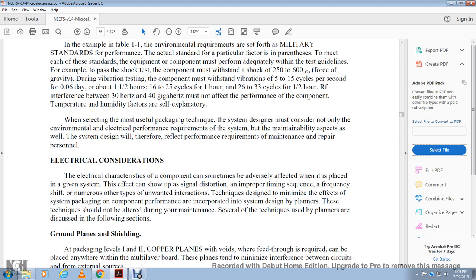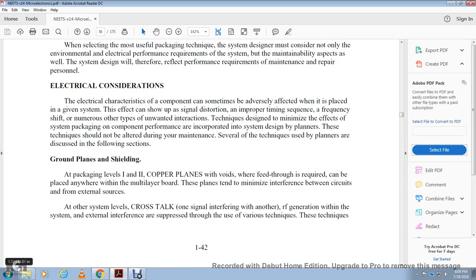Electrical considerations. The electrical character of the components contained may adversely affect the display for the given system, through signal distortion, improper timing, weakness of frequency, and other types of unwanted error. The techniques designed to minimize the effect of the system packaging on component performance are incorporated with the system designed by the planners. Techniques should not be altered during maintenance. Other techniques used by the planners are discussed in the following sections: ground planes and shielding.